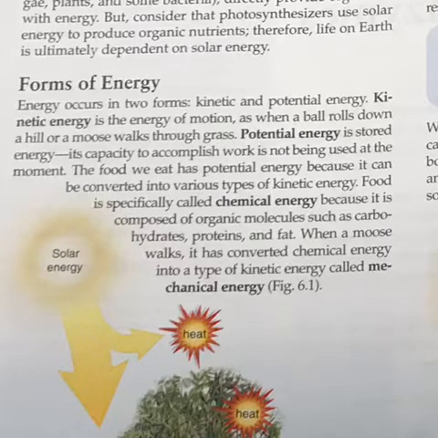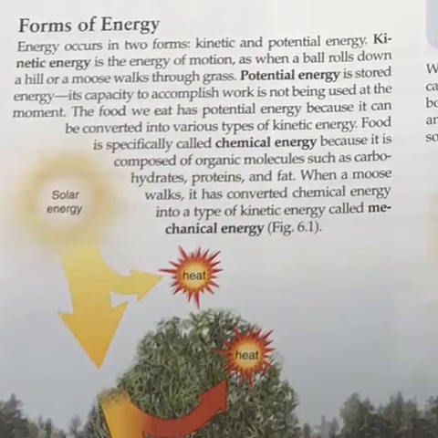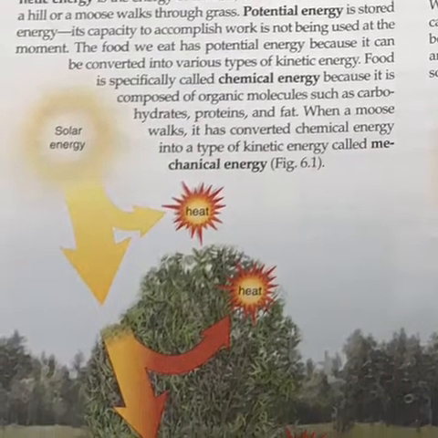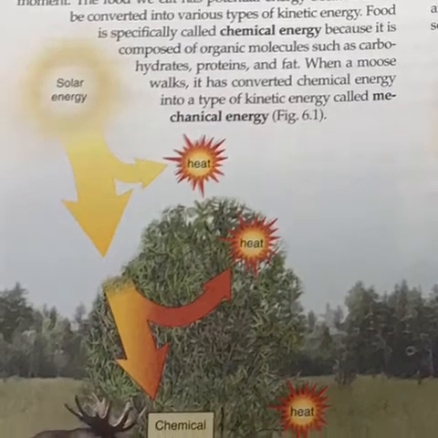Kinetic energy is the energy of motion, as when a ball rolls down a hill or a moose walks through grass. Potential energy is stored energy. Its capacity to accomplish work is not being used at the moment. The food we eat has potential energy because it can be converted into various types of kinetic energy. Food is specifically called chemical energy because it is composed of organic molecules such as carbohydrates, proteins, and fat.